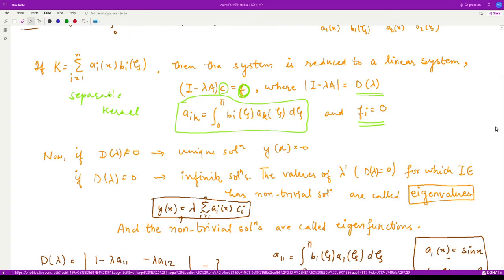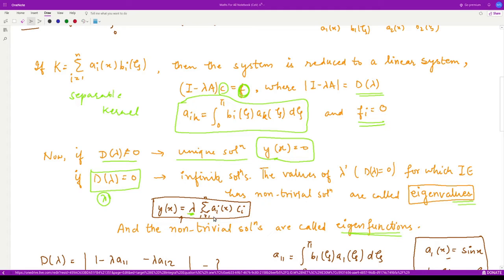Now depending on the value of this D(lambda), we have a unique solution or infinitely many solutions. If this is non-zero, then we have a unique solution, and because the system is homogeneous, the only solution is the trivial solution, y(x) equal to 0. For a non-trivial or non-zero solution, D(lambda) has to be 0. So when this polynomial D(lambda) is 0, we'll have certain lambdas. Those lambdas are known as eigenvalues, and the solutions corresponding to those lambdas are known as the eigenfunctions.